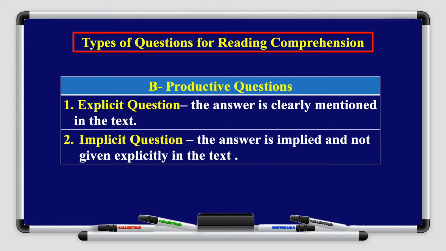And for the second type of question, the productive questions, where you're going to write your answers down. So we have two types. Either an explicit question, where the answer is clearly mentioned in the text and you will just look for it in the text, or an implicit question, where the answer is implied and not given clearly in the text. So you have to understand and write it from your own understanding.